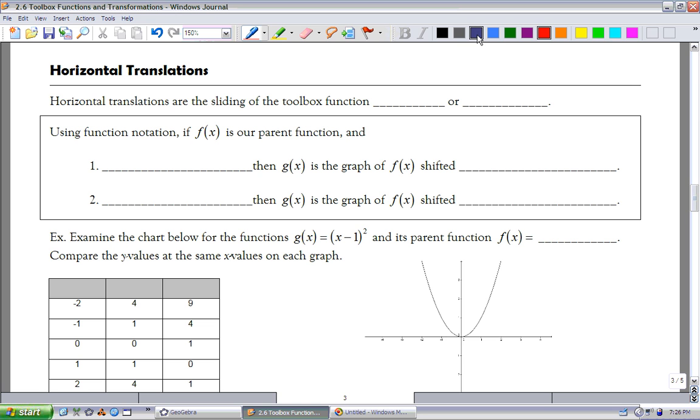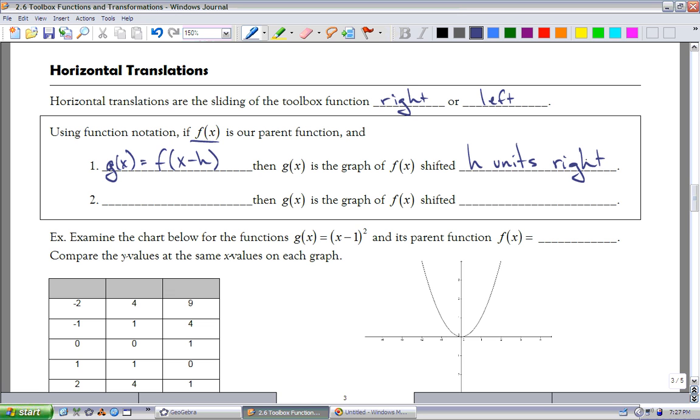Horizontal translations, on the other hand, are the sliding of the toolbox function right or left. Now this one, you have to have a good handle on function notation to understand. If you're given a g of x, and that g of x happens to be f of x minus some h value, then g of x is the graph of f of x shifted h units right.